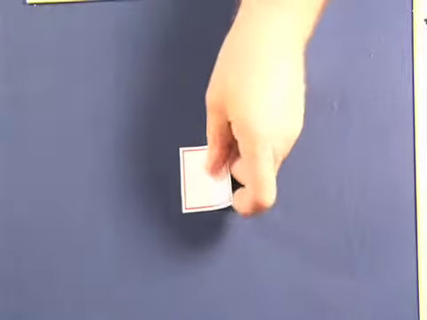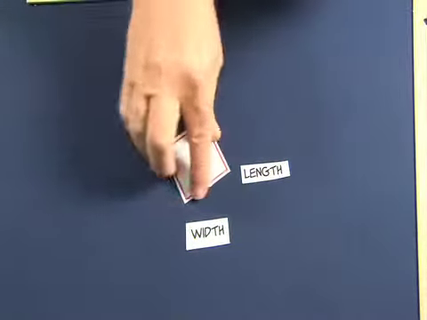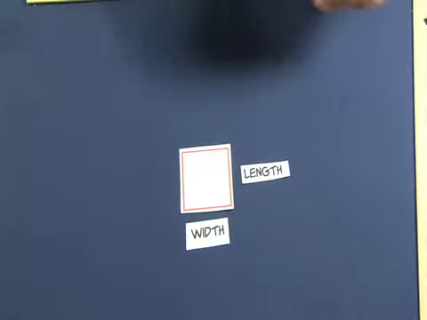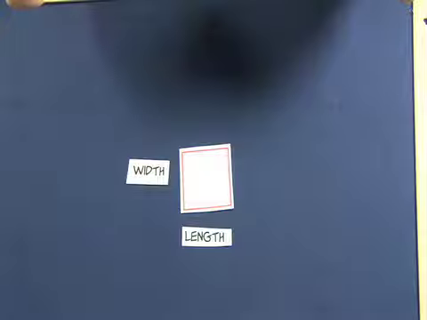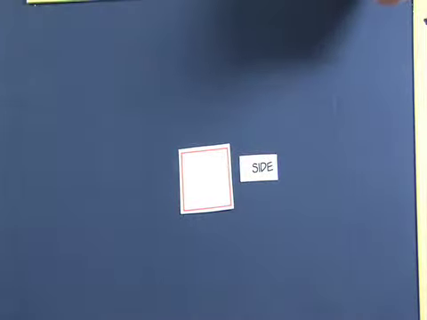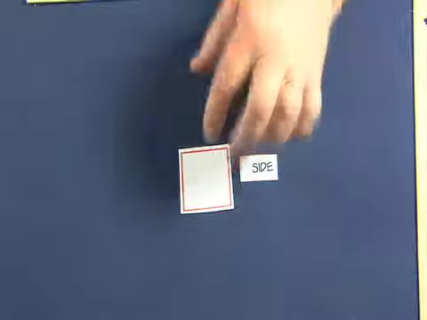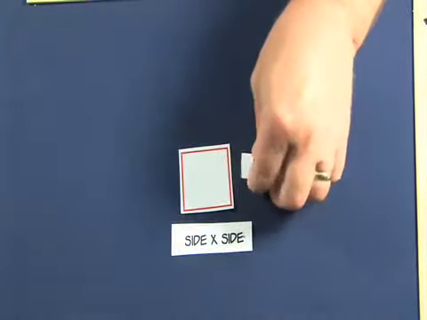Okay, we're going to start with a square. A square has length and width. Let's turn it this way. It's the same thing, because your length and your width are the same when you're working with a square. So let's take out the words length and width and just call them sides, because this side, this side, this side, this side are all going to be the same. To find the area of a square, you multiply the side times the side.